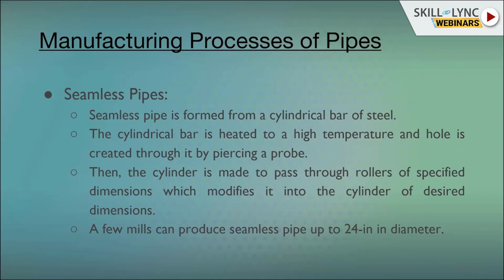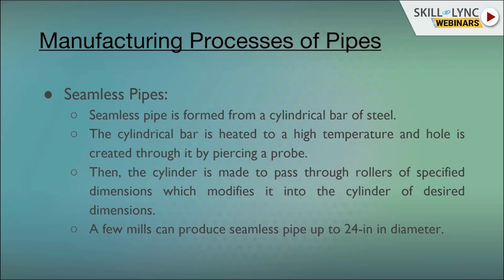A cylindrical round bar is cast, then it is heated again to a very high temperature, approximately 700 degrees centigrade or 800 degrees centigrade. It is heated into a red hot condition where we can pierce a hole into it easily. Then it is called a seamless pipe.